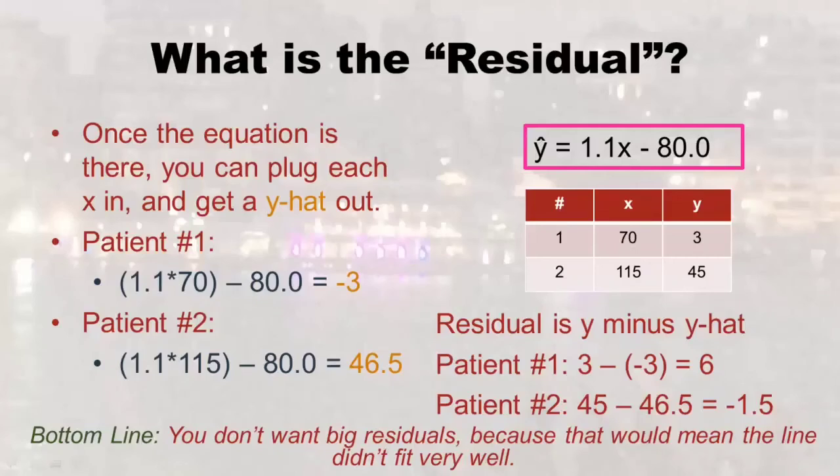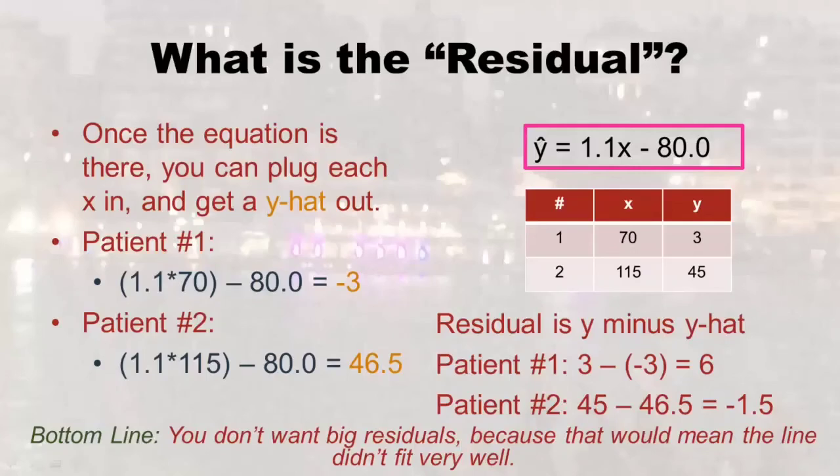Then I did it with patient 2: 1.1 times 115, because that's the x, minus 80, and I got 46.5. That was a little closer, because patient 2's y was 45, really close to 46.5. But the reason I did all that is to tell you the residual is y minus y hat. In the first case, y hat was -3 and y was 3. So for patient 1, we did 3 minus -3 and got 6. That's the residual. It's like the residue left over between y hat and y.